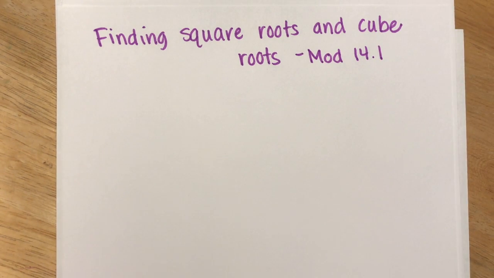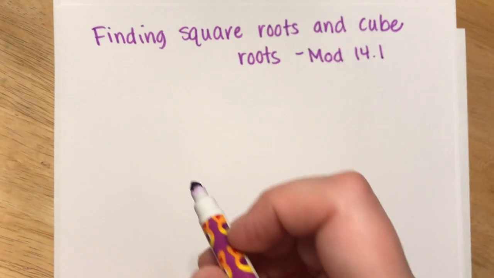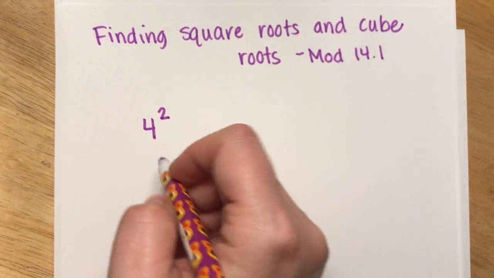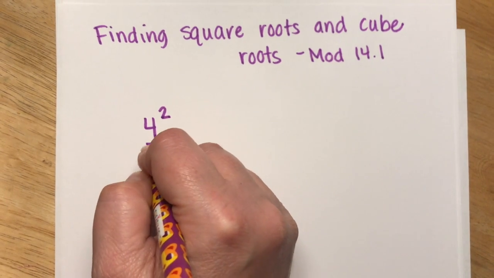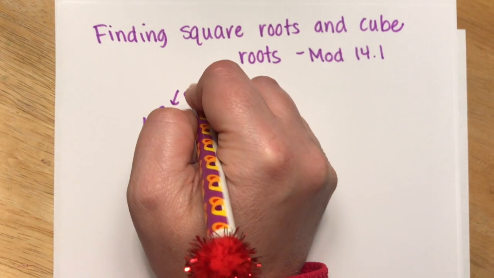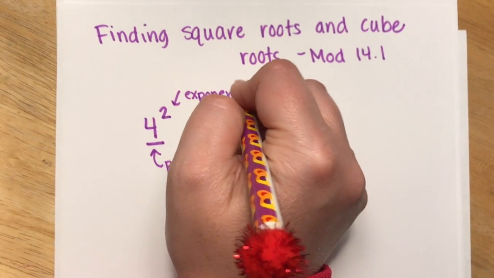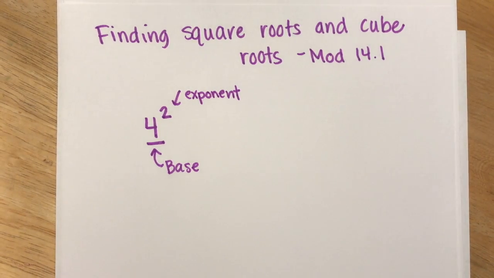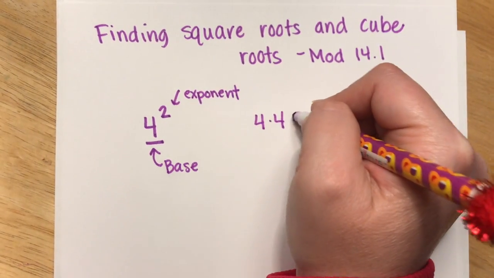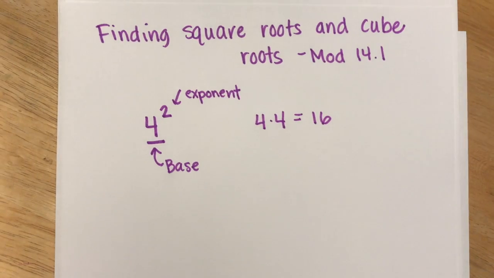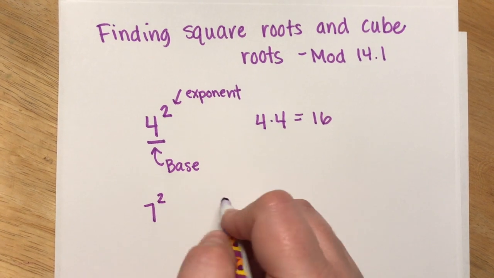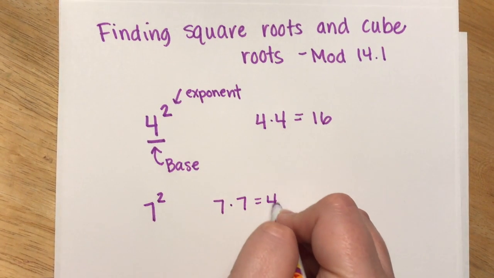Before we jump into what a square root is, let's review what a square number is. Let's say I've got the number 4 squared, and this is your base number right here. Remember that? And you also have an exponent. The exponent tells you how many times to multiply the base number times itself. So in this case, 4 squared would mean 4 times 4, which equals 16. If you have the number 7, 7 squared means 7 times 7, which equals 49.